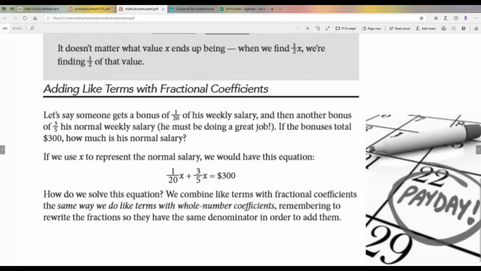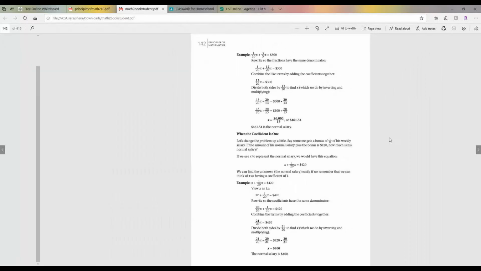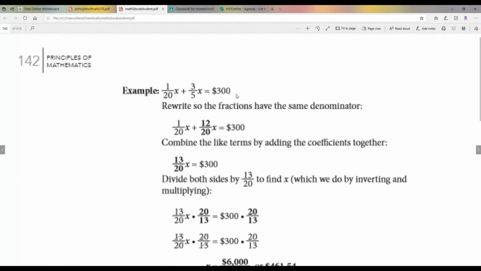How do you solve this? Well, you combine like terms with fractional coefficients the same way we do like terms with whole number coefficients. Remembering to rewrite the fractions so that they have the same denominator, because these are adding fractions, so guess what? They need common denominators. So let's look at the next page and see how they worked it all out. Here's the equation. Okay, we're going to give this one a 20 and make this a 3. We've got to change that. So now they have like denominators.